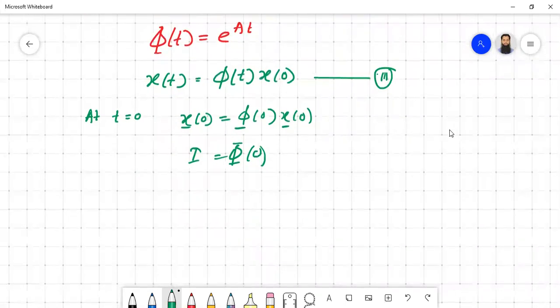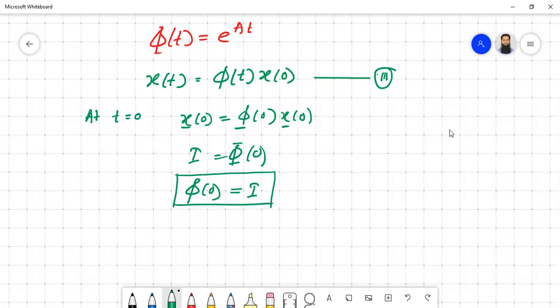Okay, so this is basically our first property. The state transition matrix at the beginning, or at t equal to 0, is equal to the identity matrix. So that is the first property that we can use later on.